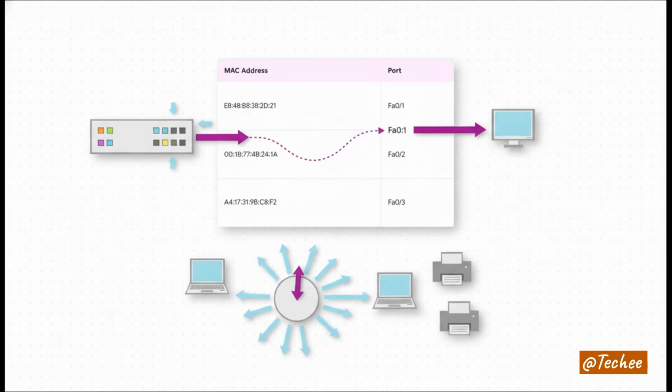And here's what that table looks like. So when a frame comes in for the MAC address ending in 2D21, the switch doesn't have to shout it out to everybody. It just looks at its table, sees that device is on port Fa0/1, and sends the frame only down that specific cable. This intelligent forwarding is what makes our network so fast and efficient today.